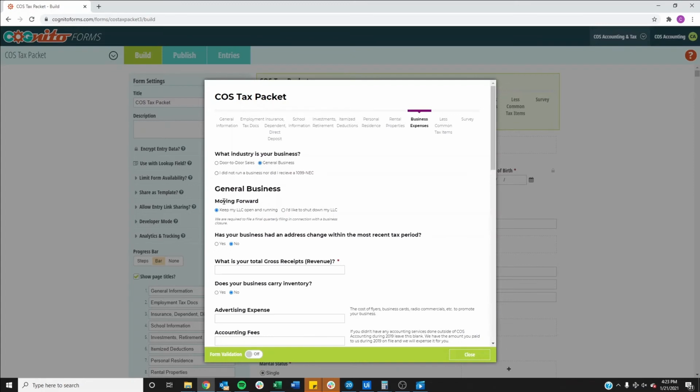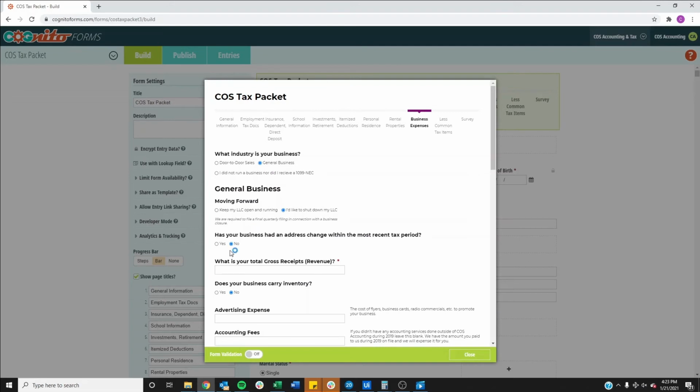The first question is moving forward if you want to keep your S Corp open or if you want to shut down your S Corp. If you do want to shut down your S Corp, you need to know that there is a quarterly filing that needs to be filed. So there always needs to be a final return in a final quarter. Regardless of what you tell us in this section, if you actually want to shut down your business, we'll need to do one more quarter after this to let the IRS know that that is your final quarter.